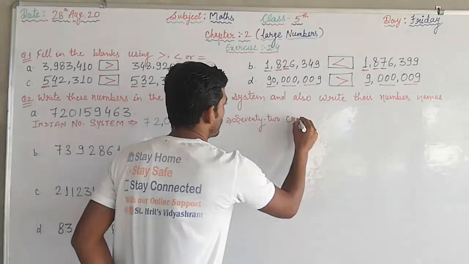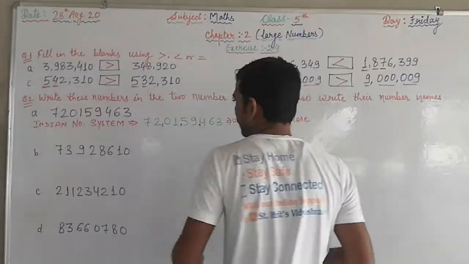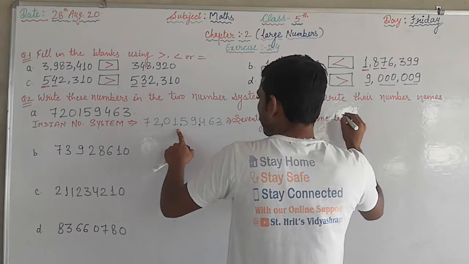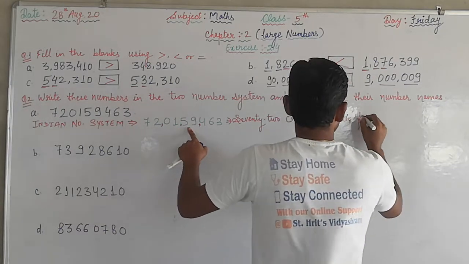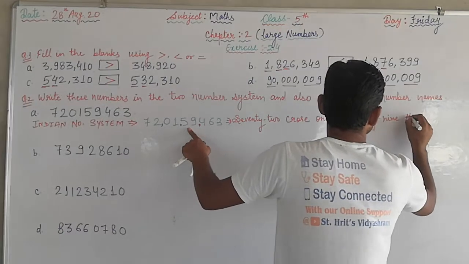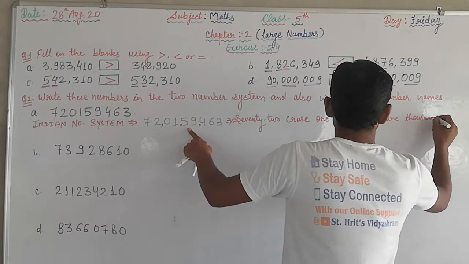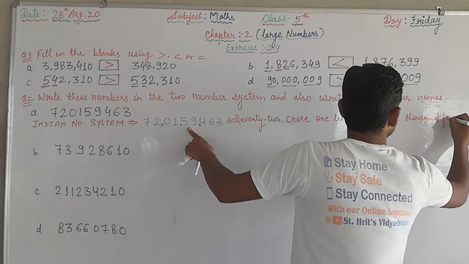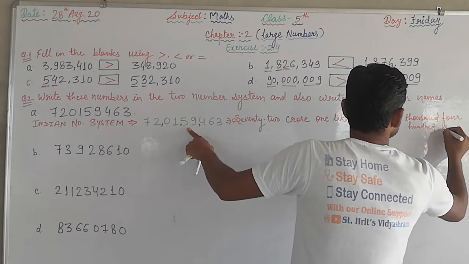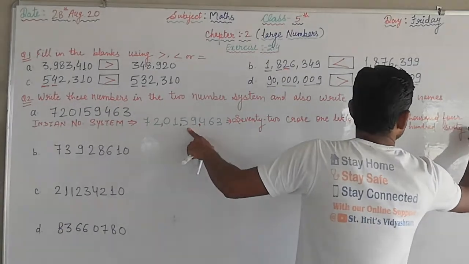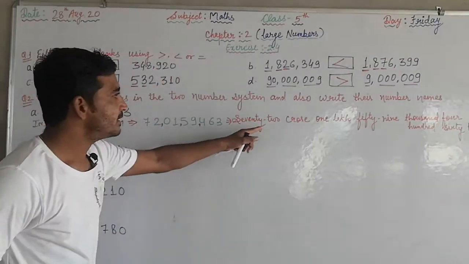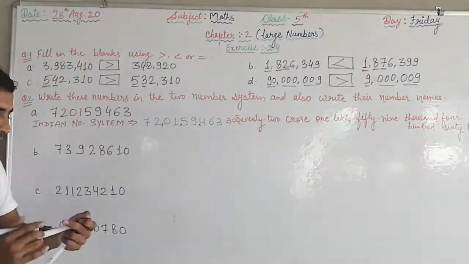72 crore, 1 lakh, 59 thousand, 463. This is the number name according to the Indian number system.